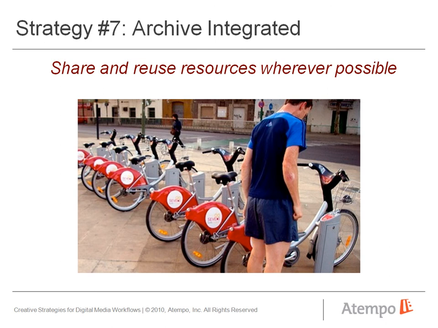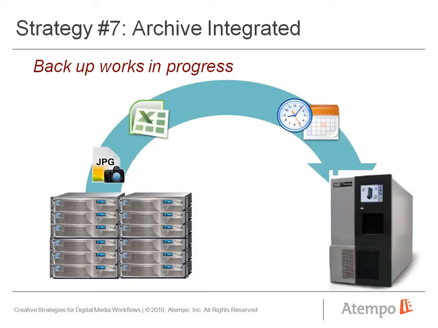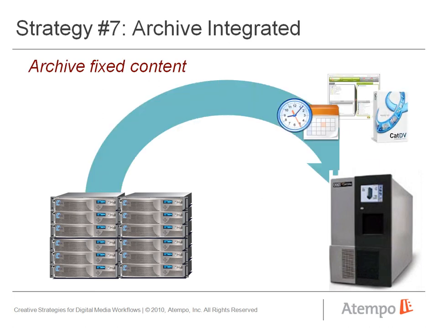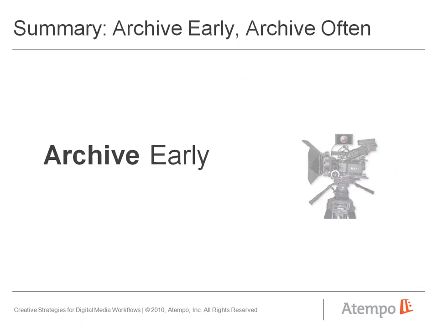Strategy 7, archive integrated. Share and reuse resources whenever possible. What can be shared or repurposed? Servers, storage, and networks for a start. With backup and archive from a single vendor, the same storage and network that you use to back up works in progress can be used to archive fixed content, all that raw footage, those completed projects, and the less used content. So there you have our 7 strategies.